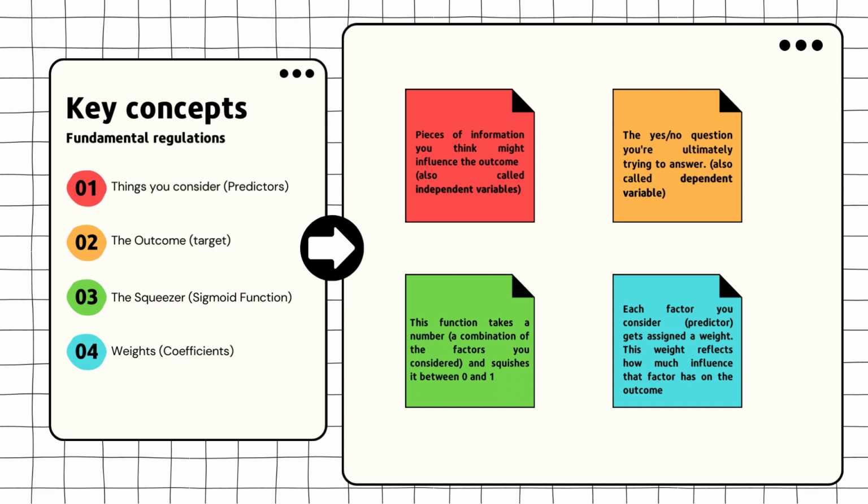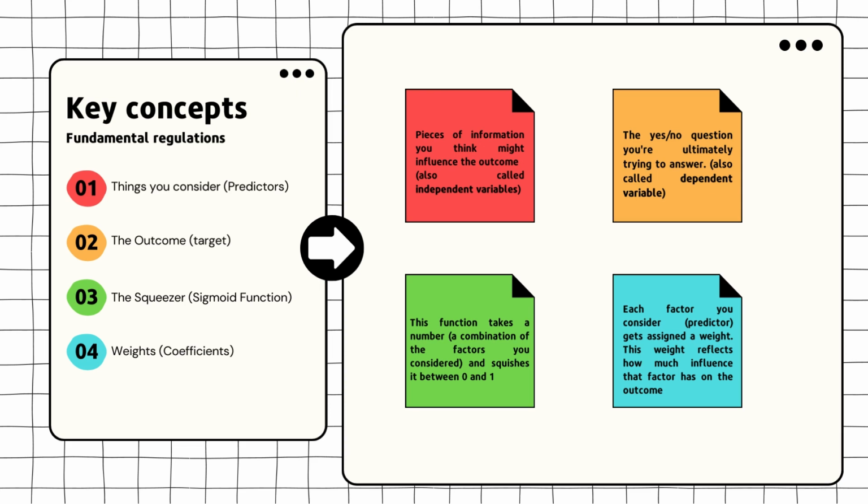Third, we have the sigmoid function or the squeezer. Logistic regression uses a special function called a sigmoid function. This function takes a number, a combination of the factors you considered, and squishes it between 0 and 1. Think of it like squeezing a balloon. No matter how much air you put in, it can only get so big. In our case, the squish number represents the probability of the outcome being yes. For example, a result of 0.8 might mean there's an 80% chance of rain.